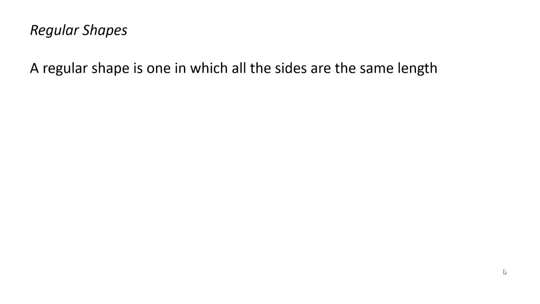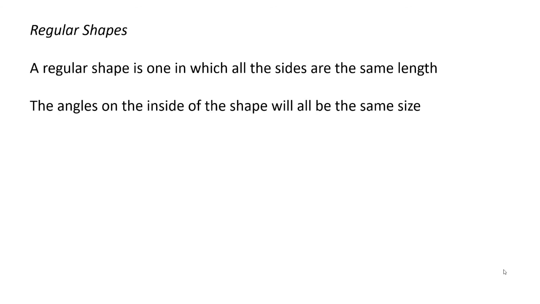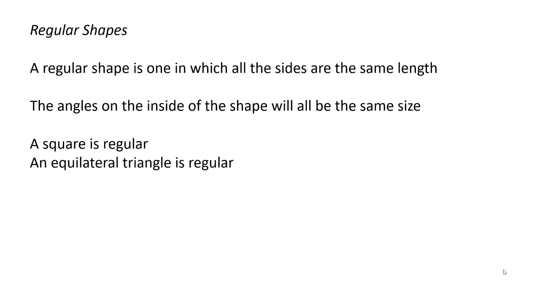Final thing we need to be aware of with shapes, and this is something called regular shapes. Now, a shape is said to be regular if all the sides are the same length. If all the sides are the same length, then it also must be true that the angles on the inside of the shape will all be the same size. We've already seen some regular shapes. In particular, a square is regular because all four sides of a square are the same size and all the angles are the same size. An equilateral triangle, for example, is regular. Any shape that is not regular is said to be irregular.